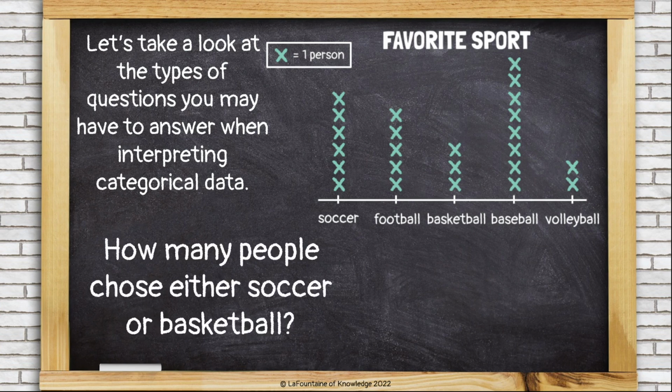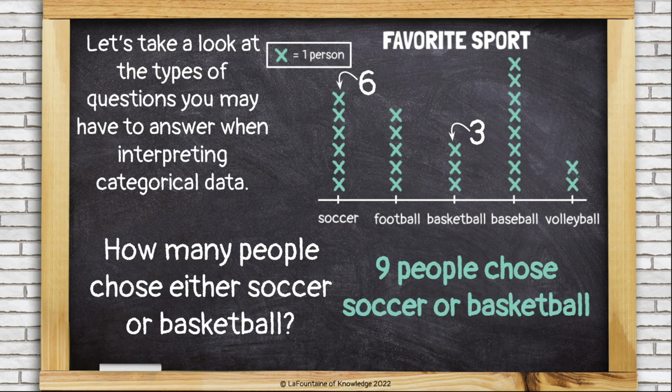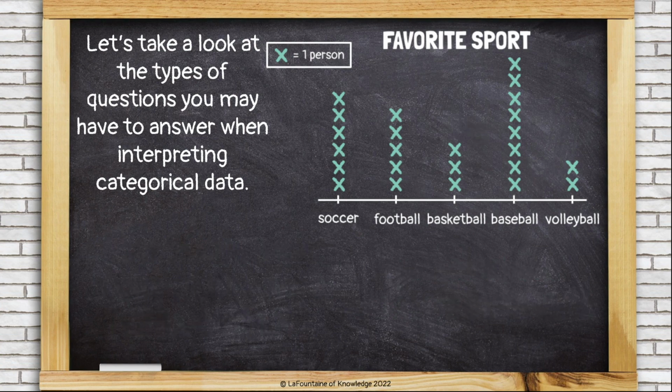How many people chose either soccer or basketball? When you see that either or, you need to combine the number who chose soccer, which is 6 people, and the number who chose basketball, which is 3 people. 6 plus 3 is 9 people who either chose soccer or basketball as their favorite sport.